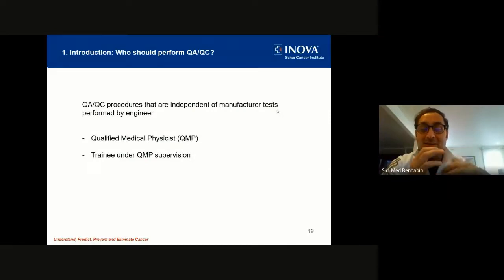So when you are doing your monthly QA, and you find something out of tolerance, then you have to work with the engineer to fix that issue. This is how important these TG reports are. Very, very important. We use them as recommendations, but in some states, they are used as a regulation, basically. So the QA is performed by a qualified medical physicist. A qualified medical physicist in the US is defined as a board certified medical physicist. And it can also be performed by a trainee under a qualified medical physicist's supervision.